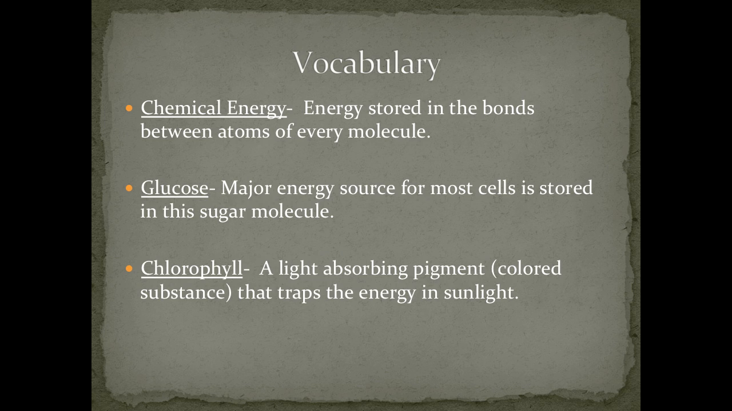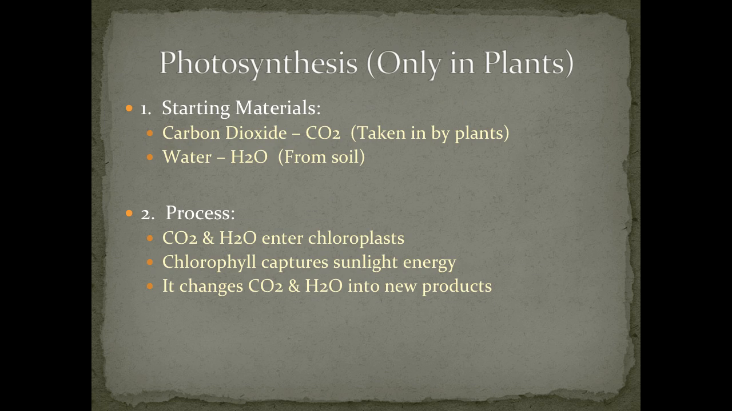Chlorophyll is located in what? If you said chloroplast, you were right. You should remember this from when we were talking about plant and animal cells and chloroplast as an organelle. Photosynthesis only occurs in plants. That means that it does not include animals. Photosynthesis does not occur in animals.